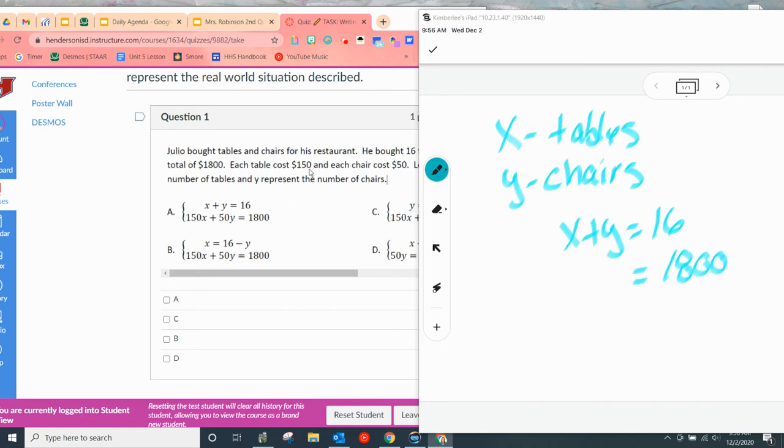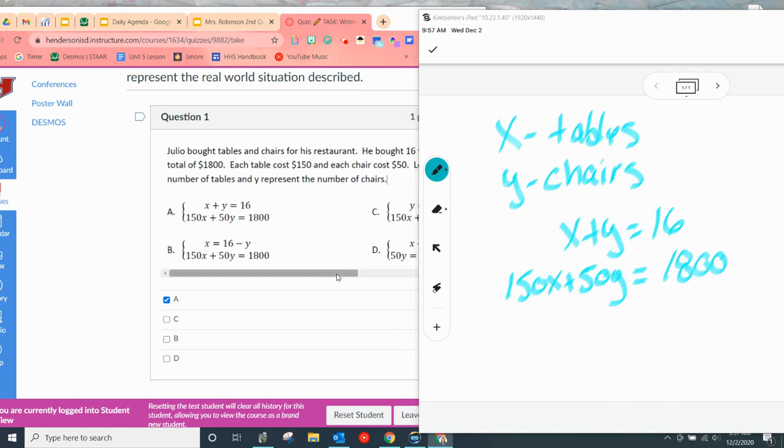Now they said each table costs $150 and each chair costs $50. Remember how I told you the value needs to go next to the variable that represents it? If the tables are $150, those are X. So I need to write 150X plus $50 times every Y, every chair. There's my two equations right there. Do you see how A is sticking out? It matches perfectly. X plus Y equals 16, tables plus chairs is a total of 16. And for my total money, it's $150 for every table and $50 for every chair equals the $1,800 that he spent.